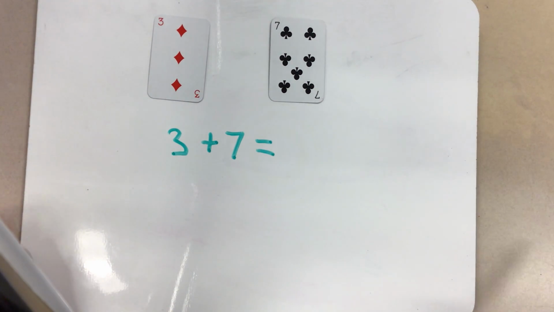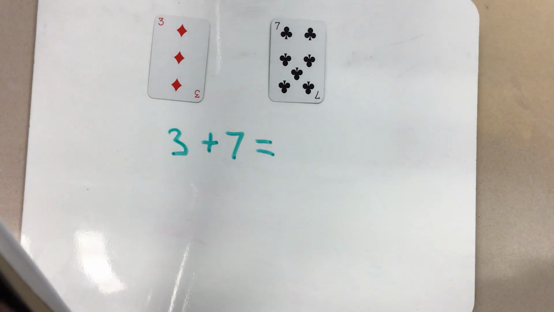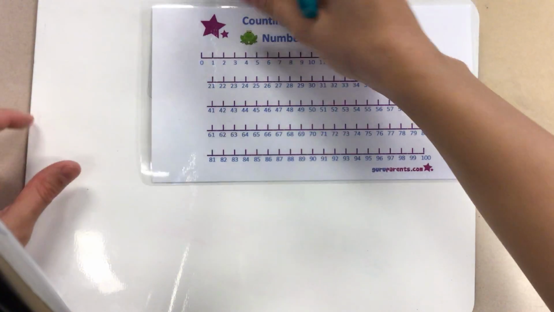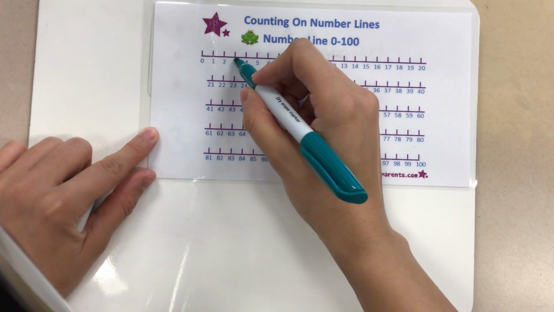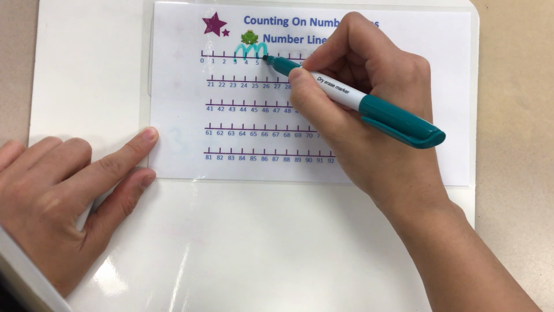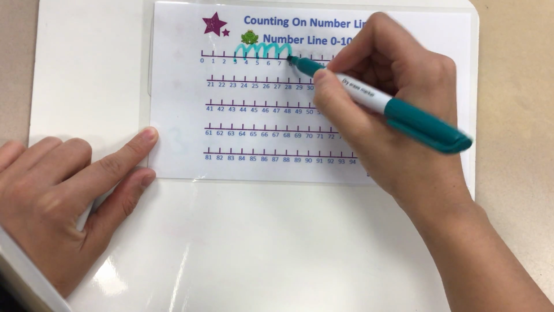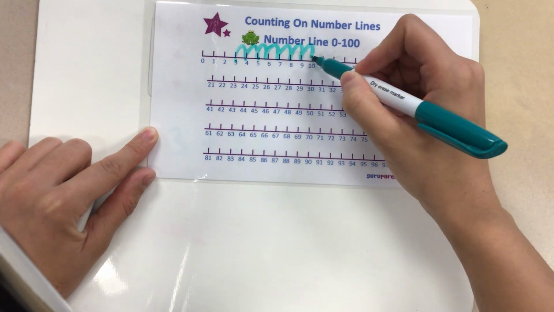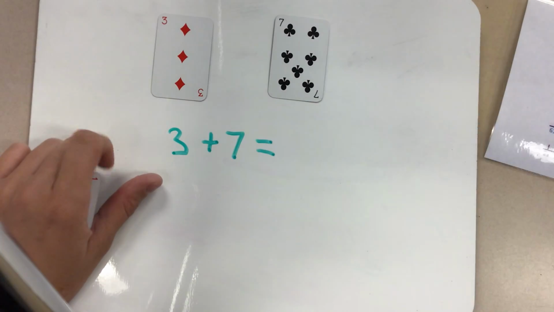You can either use your number line, you can use some manipulatives, whichever way you want to solve this problem. I'm going to use my number line. I'm going to start at 3 and hop over 7. 1, 2, 3, 4, 5, 6, 7. I see my answer is 10.